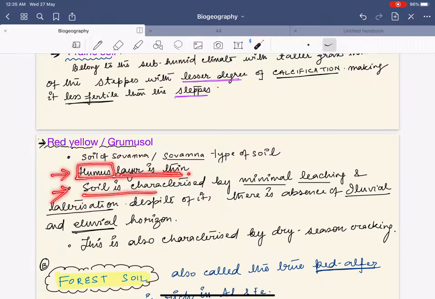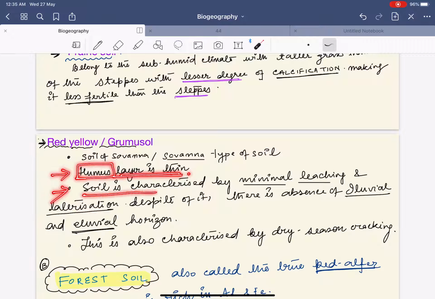Last but not least, an important characteristic of the red yellow soil is that it is also characterized by dry season cracking, just like your black soil. So what are the characteristics of the red yellow soil? First of all, this soil has a thin layer of humus. Again, within the soil, the leaching and laterization are minimal. Last but not least, this soil is characterized by dry season cracking. Again, in the savanna type, we have the very long grass, or the savanna grass, which is low in nutrient content.